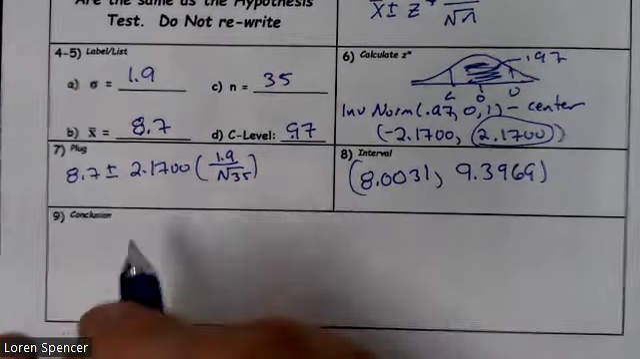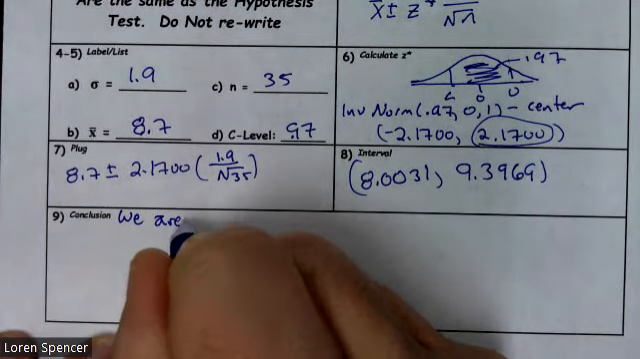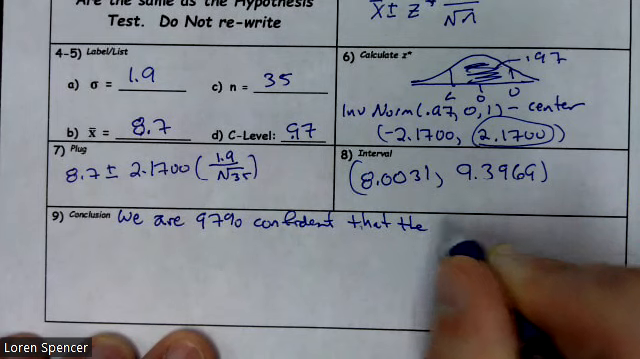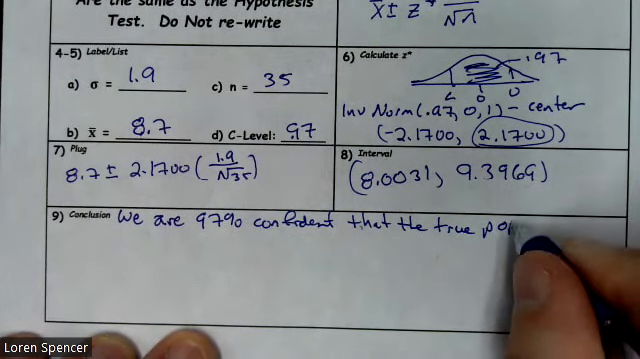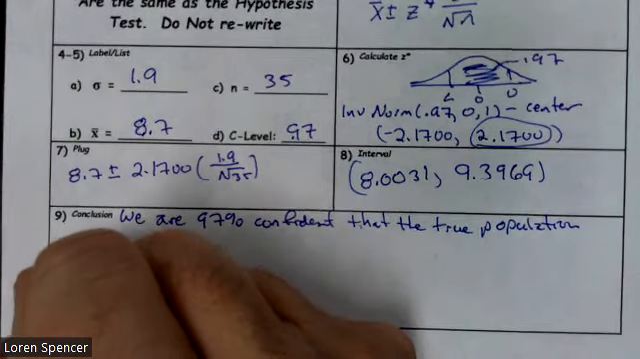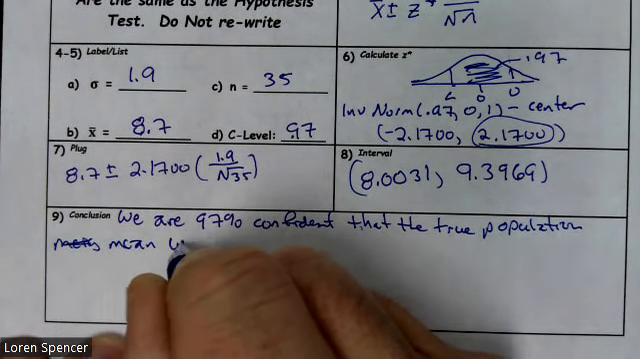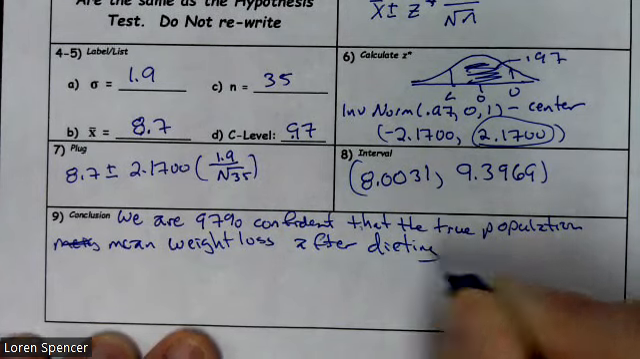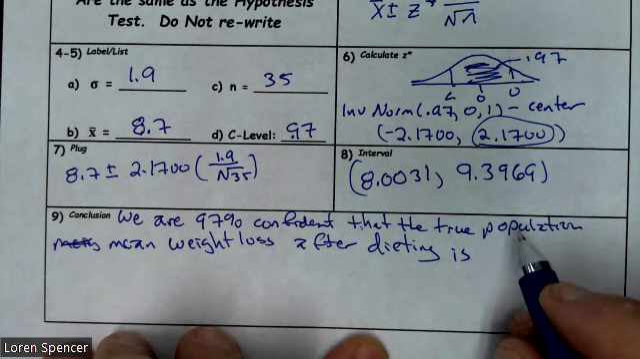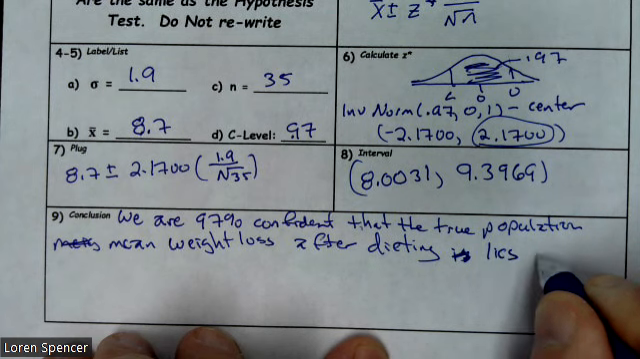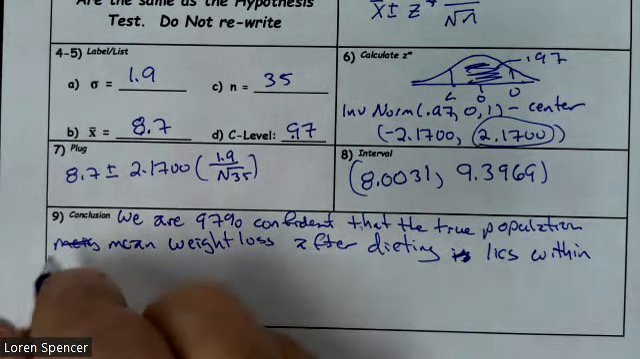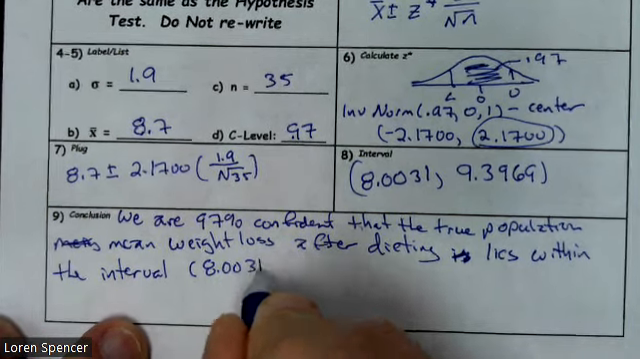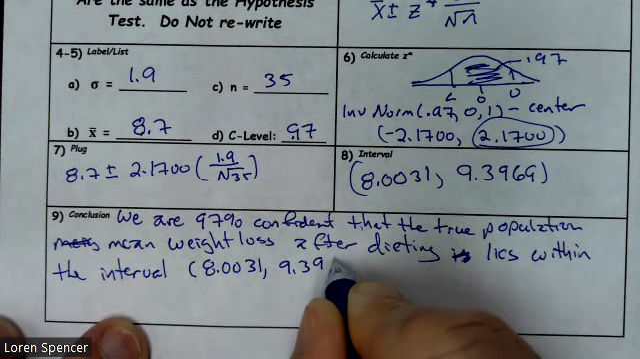So next thing we need to do is write our conclusion. So we are 97% confident that the true population mean weight loss after dieting is, or excuse me, lies within the interval 8.0031 to 9.3969.